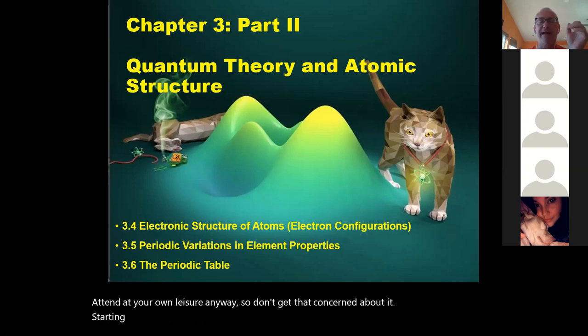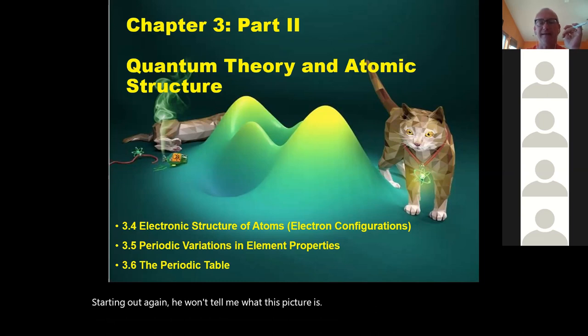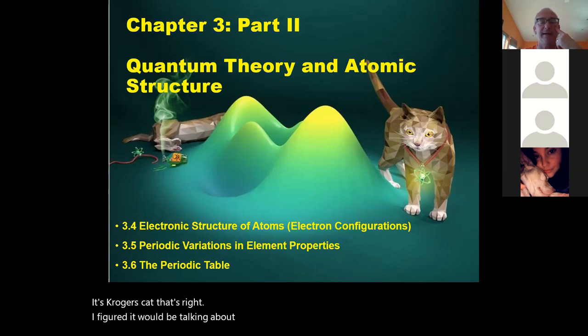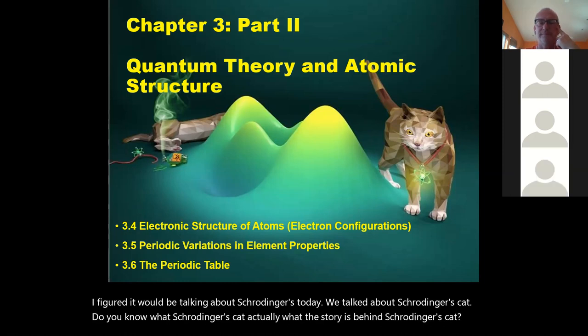Starting out. Can anyone tell me what this picture is? Digital cat? It's a cat. Schrodinger's cat? It's Schrodinger's cat. That's right. I figure since we were talking about Schrodinger today, we would talk about Schrodinger's cat. Do you know what the story is behind Schrodinger's cat? Didn't they put him in the box with radioactive material so they didn't know if he was alive or dead? That's right.